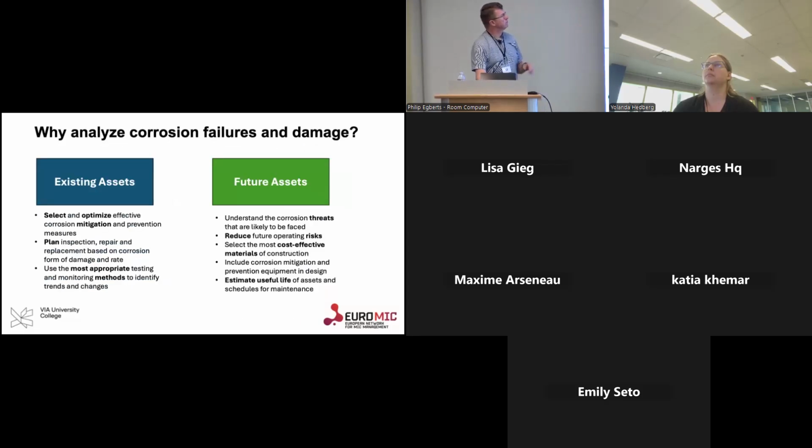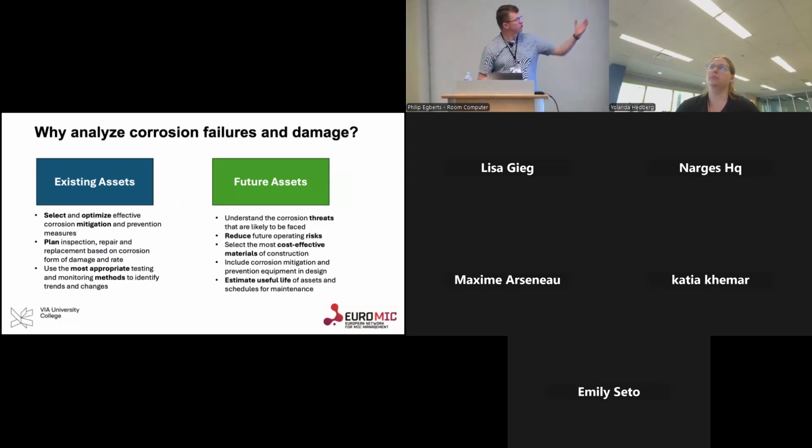So there are the existing assets, and also there are future assets. We really want to learn so that we get to a better point. We want our assets to last longer, and we want to build them in a way so that they have a longer lifetime.